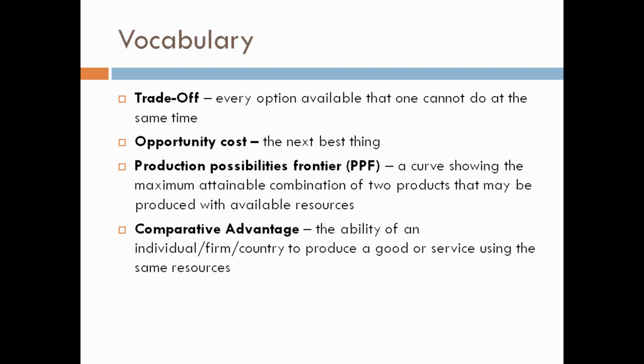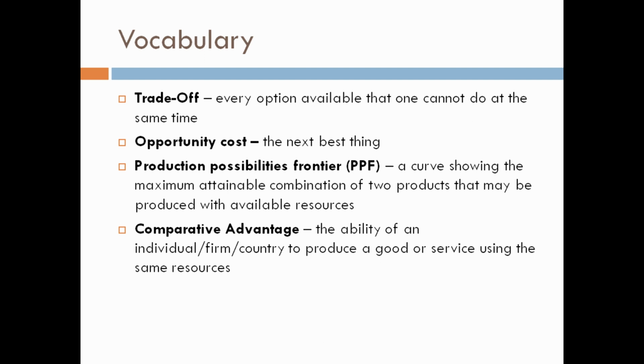Here are some key terms you should know before we go more in depth about the topic. Trade-off: every option available that one cannot do at the same time. Opportunity cost: the next best thing. Production possibilities frontier, also known as a PPF: a curve showing the maximum attainable combination of two products that may be produced with available resources.